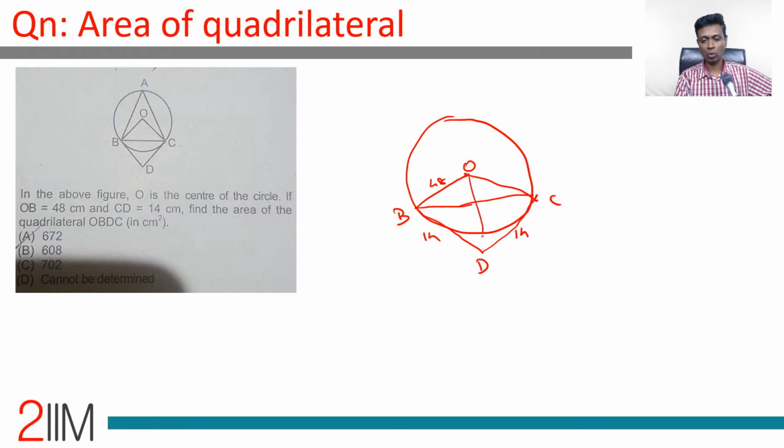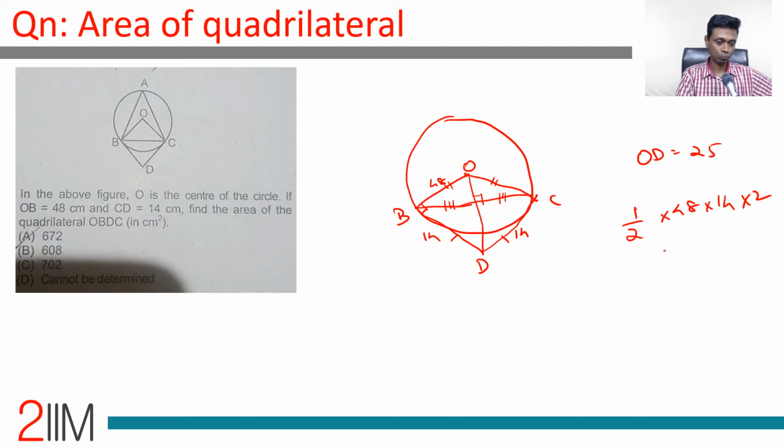To start with, join OD. This is a kite. These two are radii. These two are tangents. So OD will be perpendicular to BC and will bisect BC. Not only that, OB is perpendicular to BD. Tangent perpendicular to radius. This is 14, this is 48, 7, 24, 25, OD equals 25. And area of this quadrilateral OBDC is area of this triangle plus area of this triangle. Into half into 48 into 14 into 2. That's all we need to find.